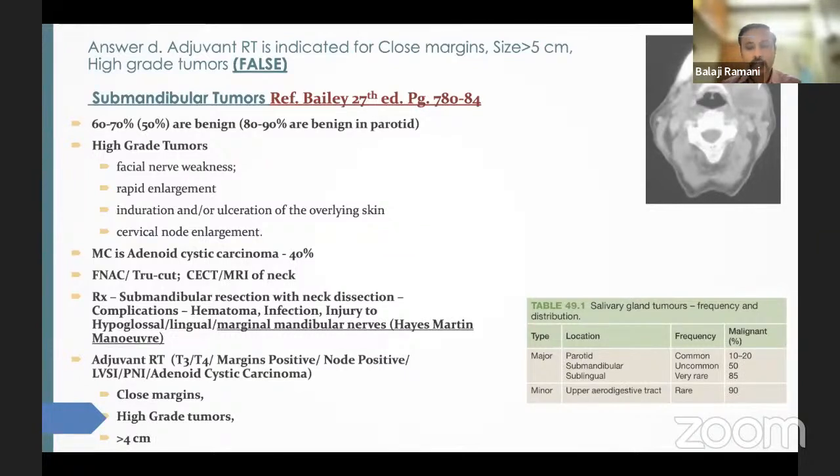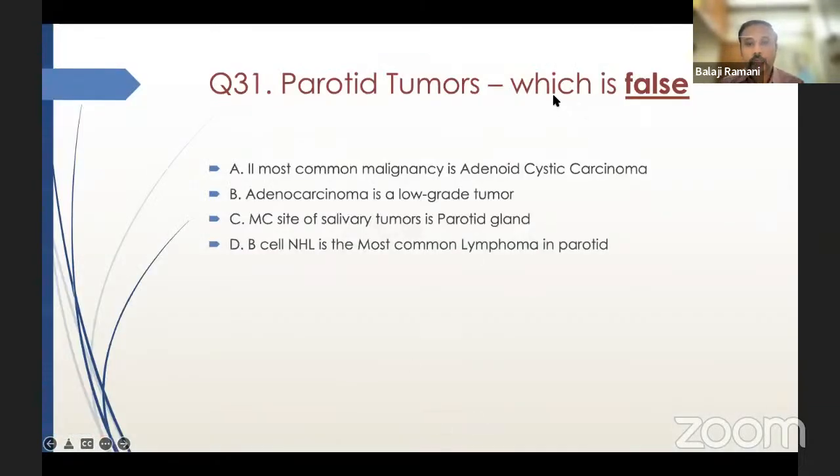Yes. So perineural invasion and skip metastasis. So the PNI and skip lesions are very common as far as adenoid cystic carcinoma is concerned. So because of this, always radiation is a part of treatment whenever the diagnosis is an adenoid cystic carcinoma. Right. Parotid tumors, which is the false statement here.